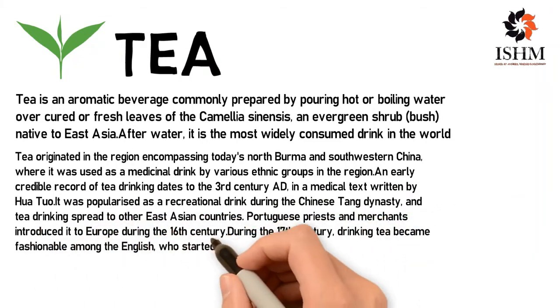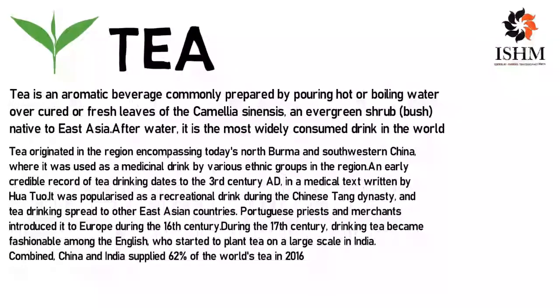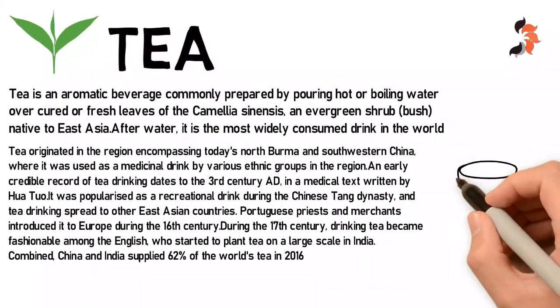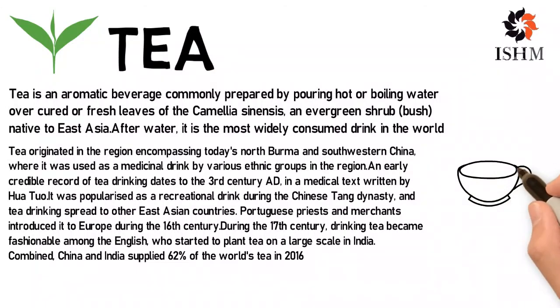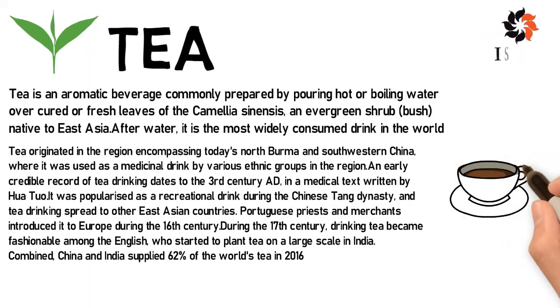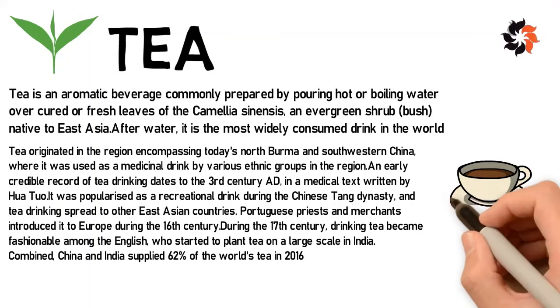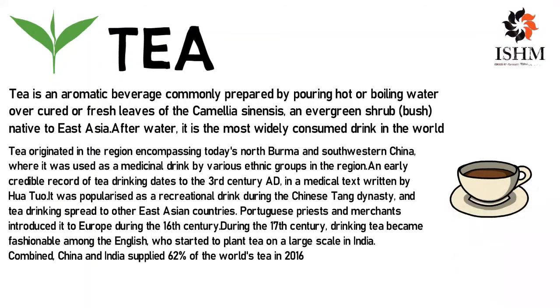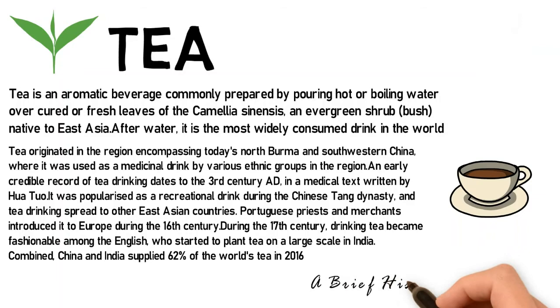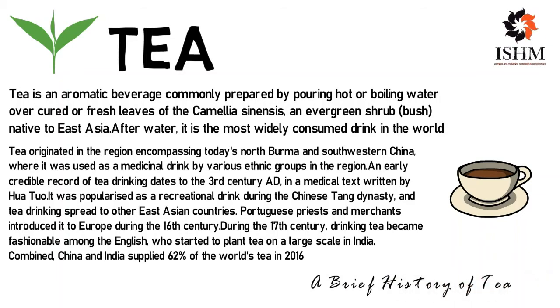An early credible record of tea dates back to the 3rd century AD, in a text written by Hua Tuo. It was popularized as a recreational drink during the Chinese Tang dynasty, and tea drinking spread over the East Asian countries. Portuguese priests and merchants introduced it in Europe after the 16th century. Tea became fashionable among the English, who started to plant tea on a large scale in India. India and China supply 62% of the world's tea, as per a survey done in 2016.